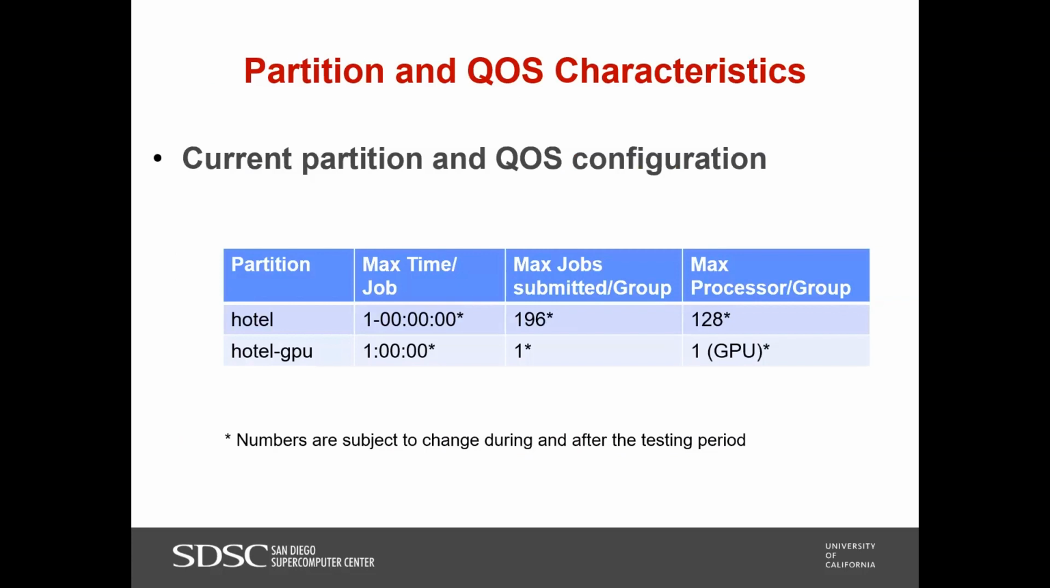Here is the current partition and QoS configuration. I only listed hotel and hotel GPU here, including the maximum time per job, maximum jobs submitted per group, and maximum processors per group. But please note those numbers are subject to change during and after the testing period. What I'm listing here might be accurate today, but they might change later.